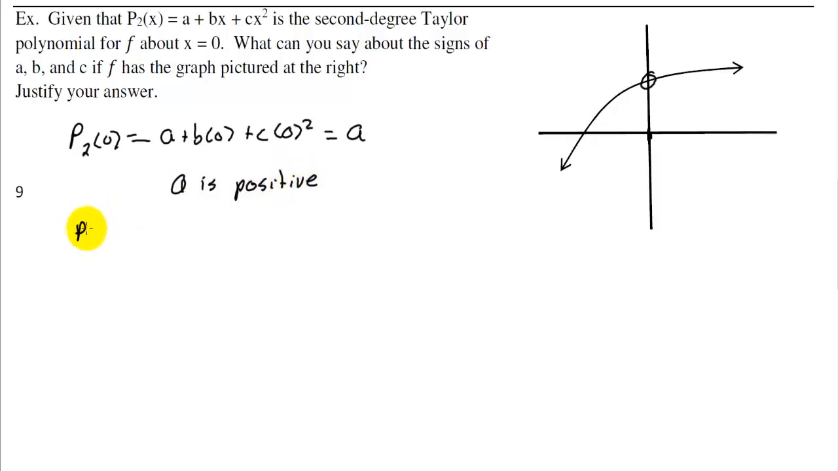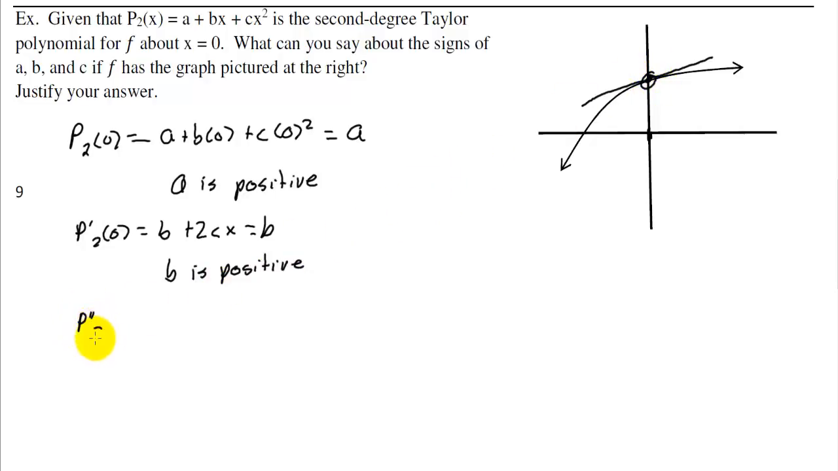Then, if we take the first derivative, that's going to be 0, and then we have b, the derivative of bx is b, plus 2cx. Now, if we're looking at 0, then we plug 0 in, we just get b. Now, the first derivative represents the slope of the tangent line, so the slope of the tangent line is positive. So b is also positive because the slope of the tangent line at 0 is positive.